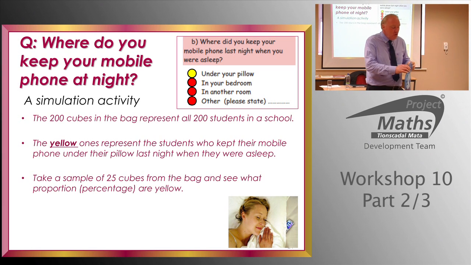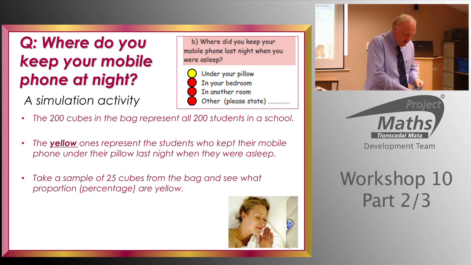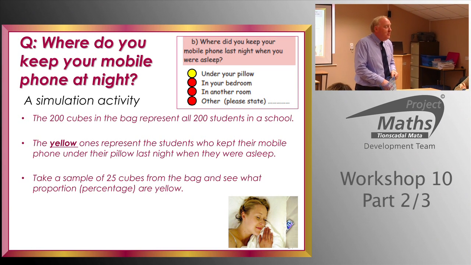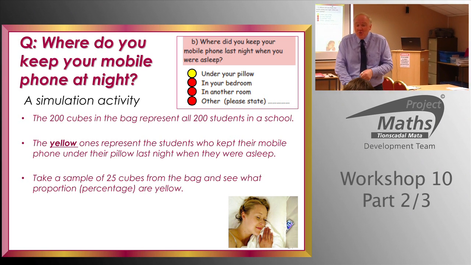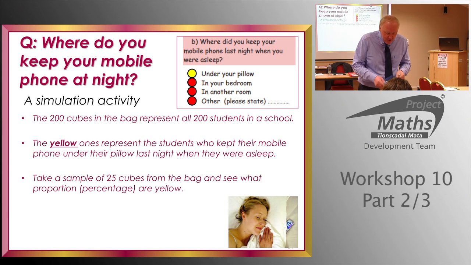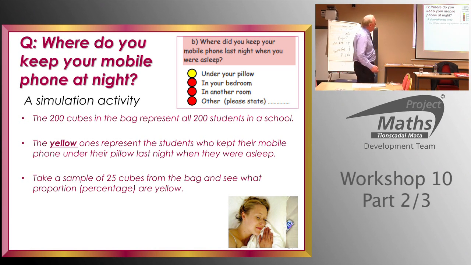Now, why 200? If a teacher is going to put these together, they're unlikely to put 1,000 of them together, so you might get somebody to put together 200. The yellow ones in here represent the students who slept with their mobile phone under their pillow. We take a sample of 25 discs from the bag and see what proportion or percentage are yellow.